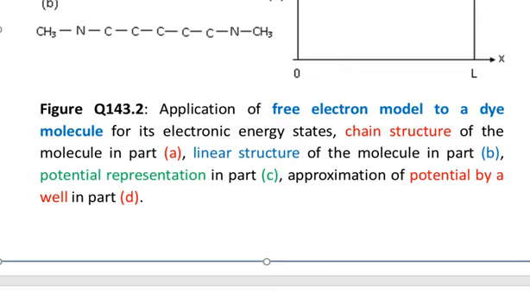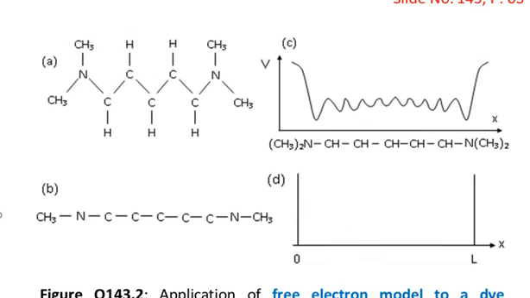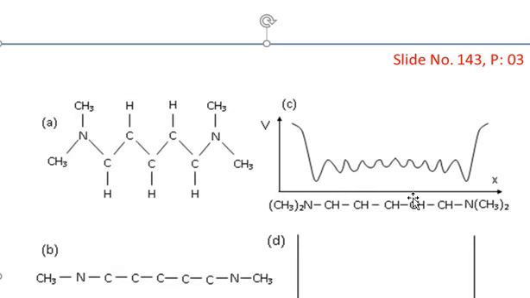Potential representation in part C. You can see that this is the potential representation corresponding to this one-dimensional structure of the molecule. You can see that the potential is higher at the left end, and the potential is also higher at the other end. And in between the two high values of these potential walls, you can see these are the variations in the potential.